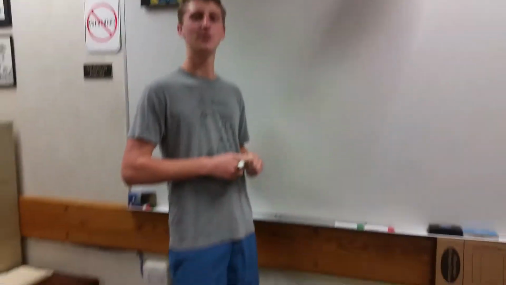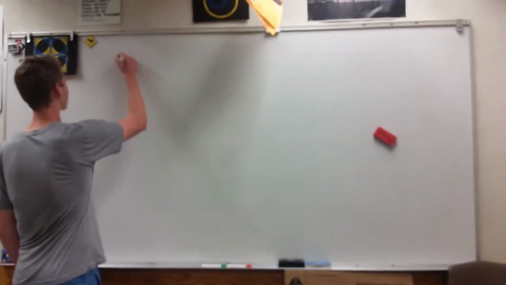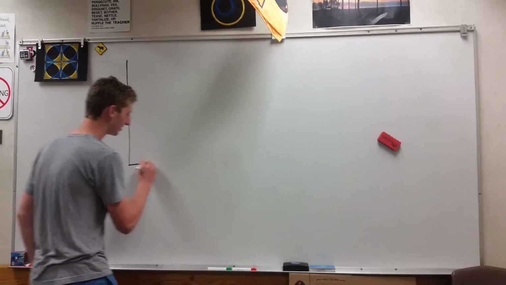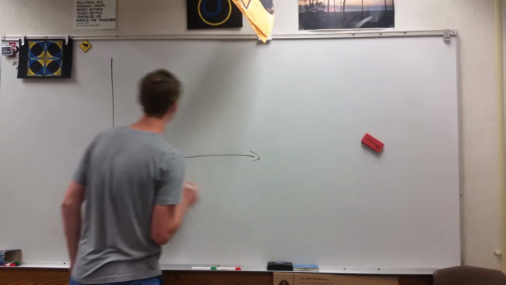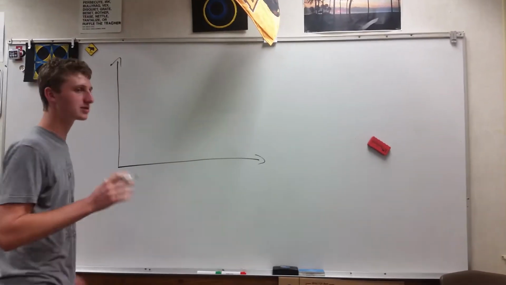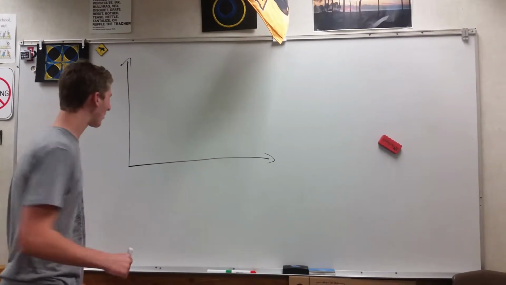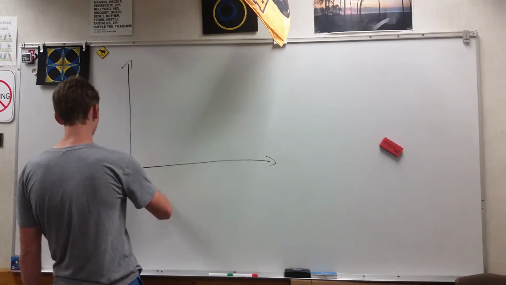Alright, this is for you. This is cosine graphs for dummies 101. We're trying to model the distances that the moon is from the Earth. So we start with a perigee.